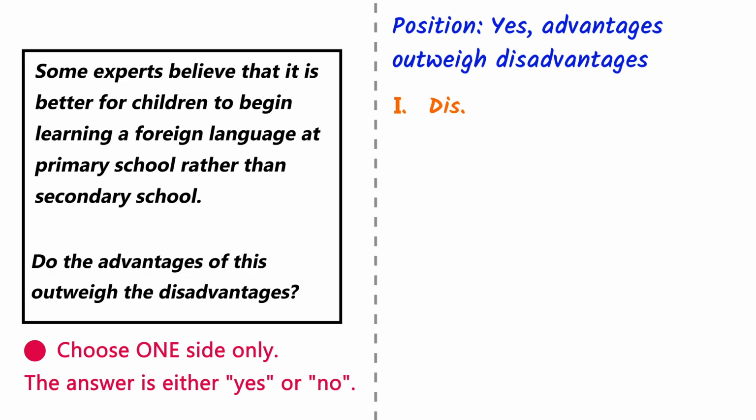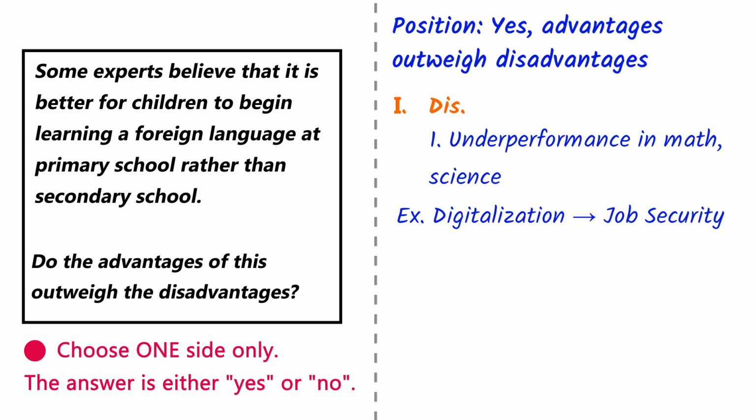And what is the disadvantage of this trend? There is underperformance in math and science, all right? This is my main idea. And what are some explanations or examples? For example, digitalization is a great example, and it leads to job security. All right?